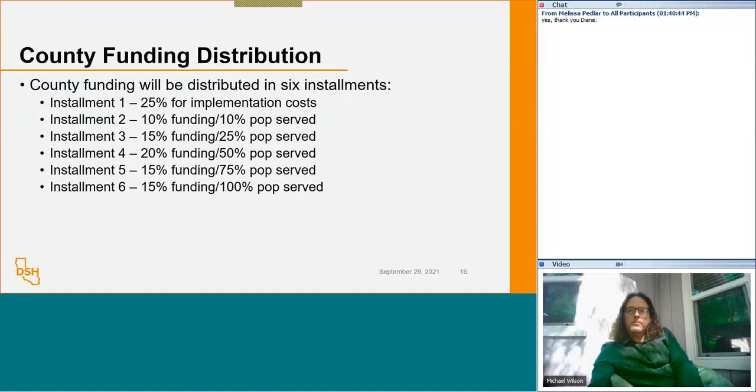So, the funding distribution for this program. Our general payment structure is a six-installment payment for this project. The first 25% of your funding will be allocated to you for implementation costs.